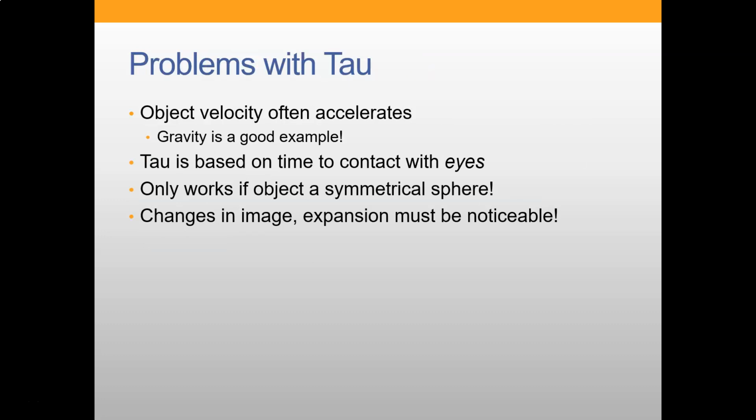Now, obviously, here are some big problems in tau. Object velocity often accelerates. Gravity is a very good example. Falling objects will tend to accelerate due to gravity. Tau is often based on time to contact with the eyes. So this doesn't really work very well if we're talking about contact with other parts of the body, or heaven forbid, if we're dealing with a vehicle. It really only works for objects that are symmetrical spheres. And here's what's really critical. The changes in the image and its rate of expansion must be noticeable.